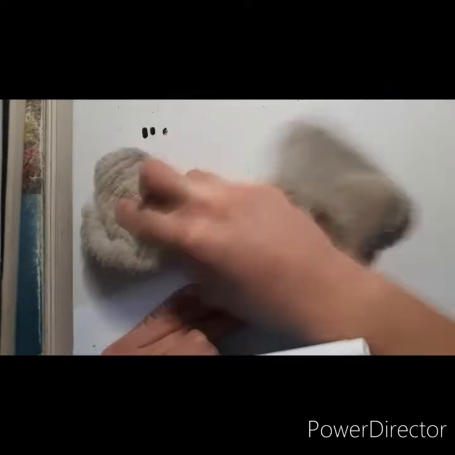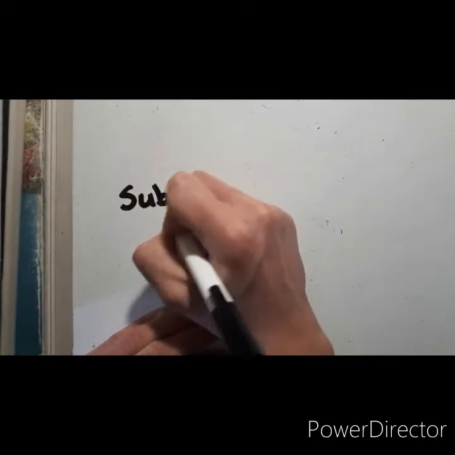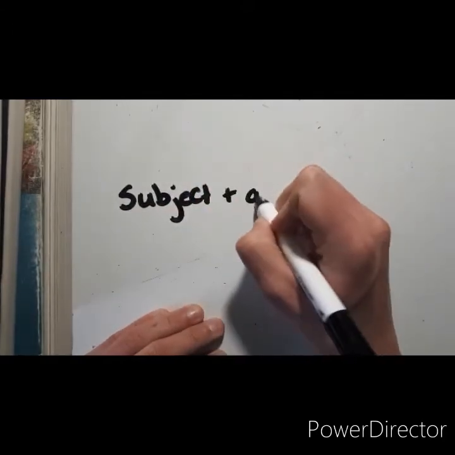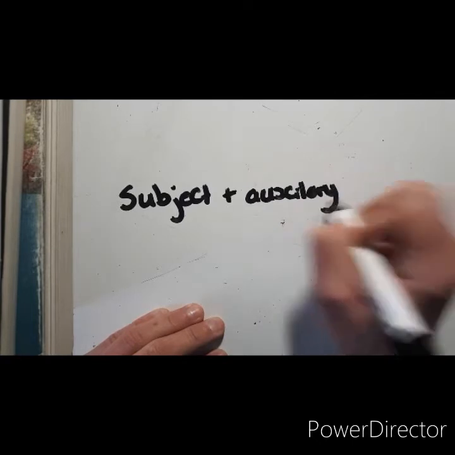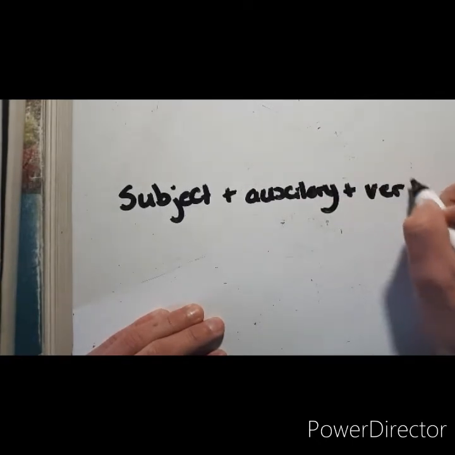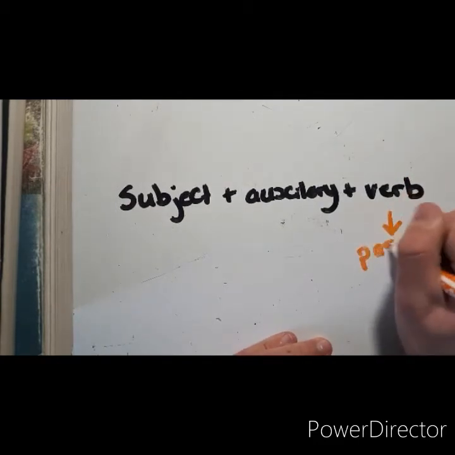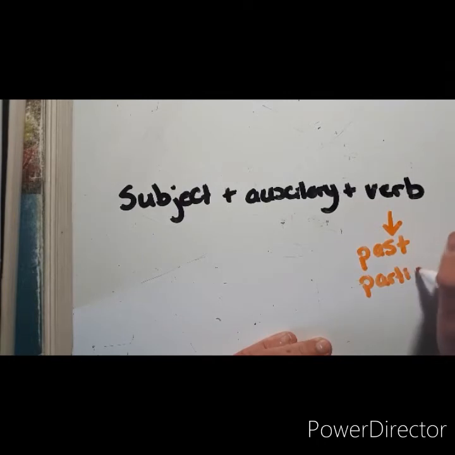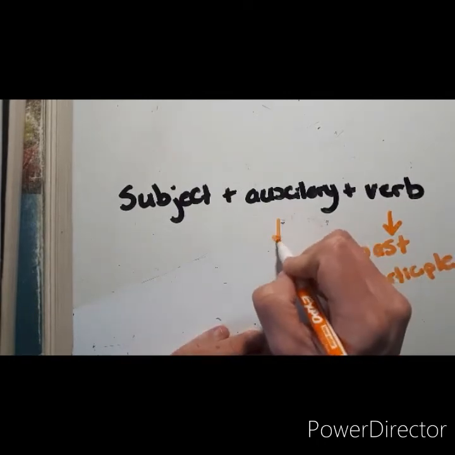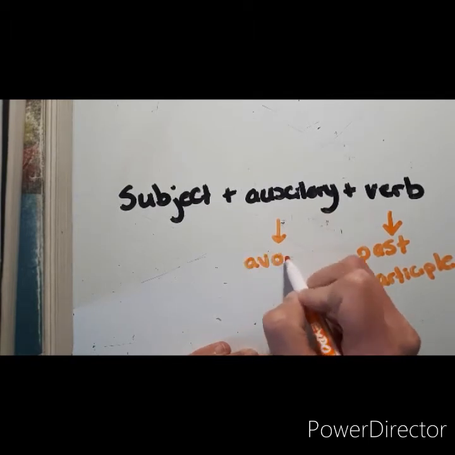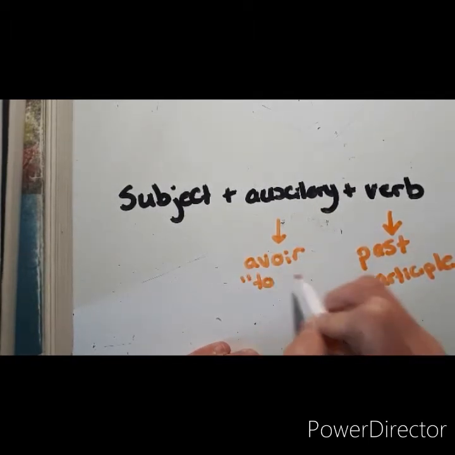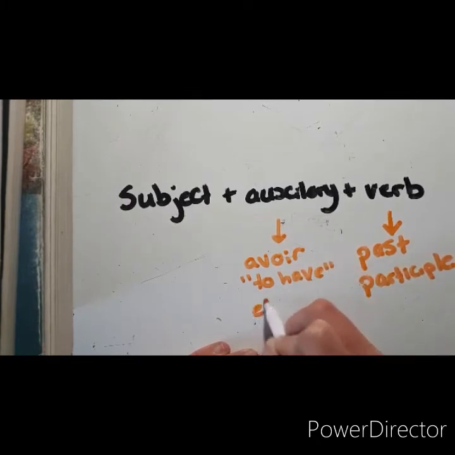For that sentence structure, we need a subject, an auxiliary verb, plus the action verb that we are referring to. And that action verb has to have a past participle, and I'll explain what that is in a moment. For auxiliary verbs, you're only going to ever have two options. You're either going to have avoir as your auxiliary, which means to have, or être, which means to be.